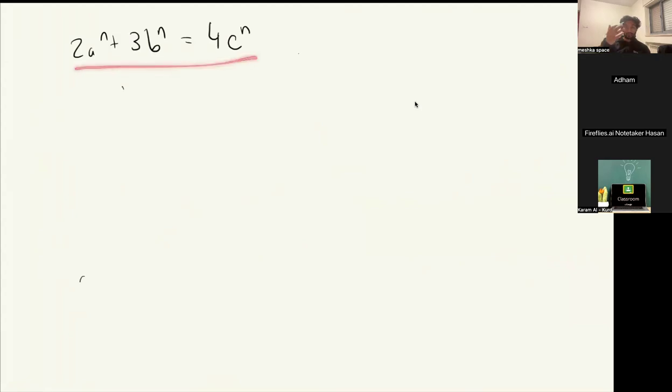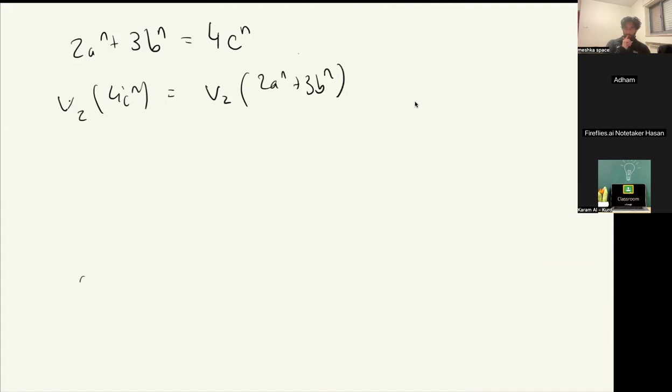There's another way to solve this where you just count exponents. So the solution before was by infinite descent, but there's another way where I can say let's count the number of powers of 2 on both sides. So let's compare v2 of 4c to the n with v2 of 2a to the n plus 3b to the n. Okay.